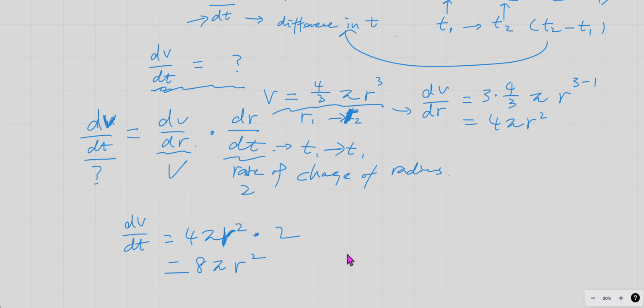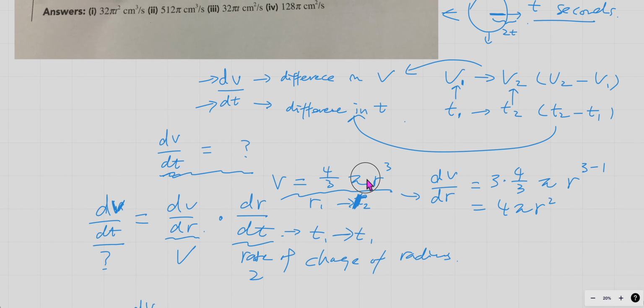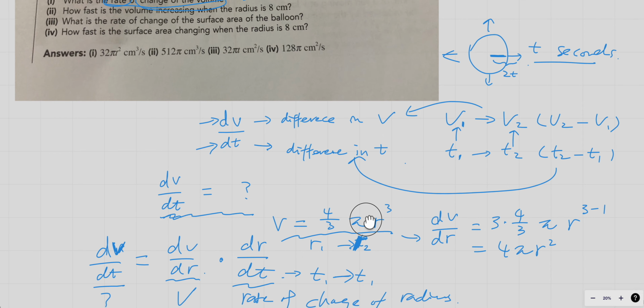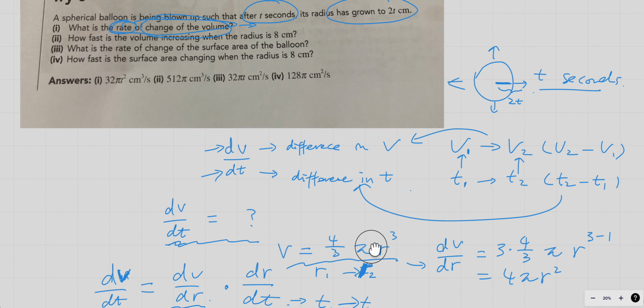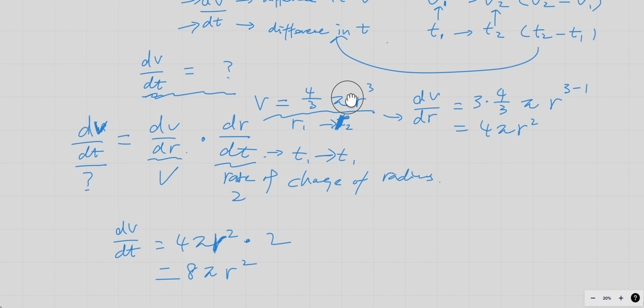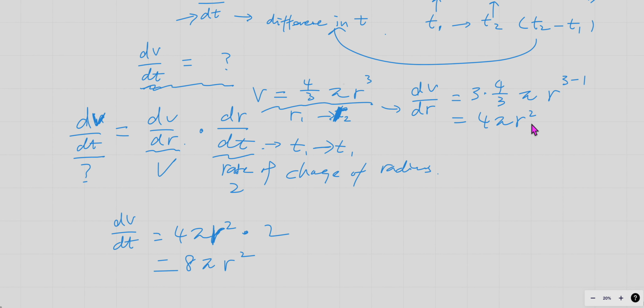Did we make a mistake? Because that's not the answer. Let me see. The answer is 32. Is it dV over dr? Is it supposed to be dr over dt? No. So I cancel. So it's 4. Okay, it's fine.